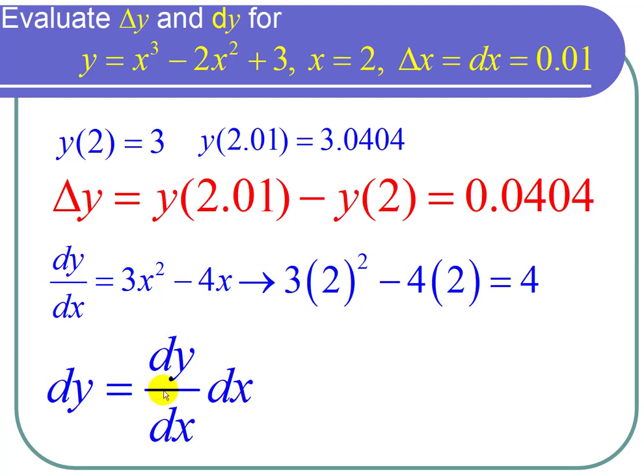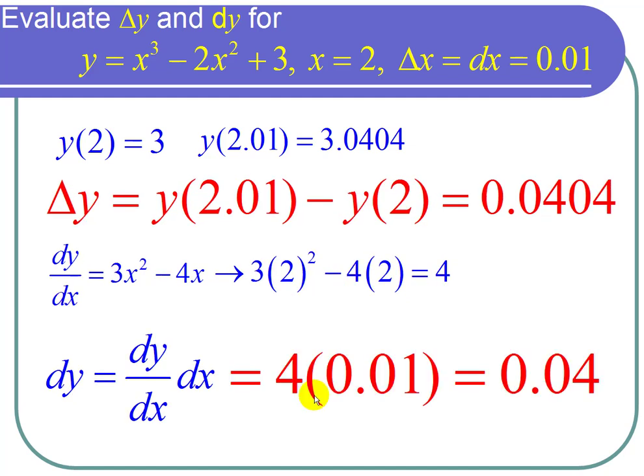Notice that delta y, which is 0.0404, and dy, which is 0.04, are very close to each other. So dy is a very close approximation to delta y, as long as delta x and dx are very small numbers, like 0.01. Let's look at this graphically.